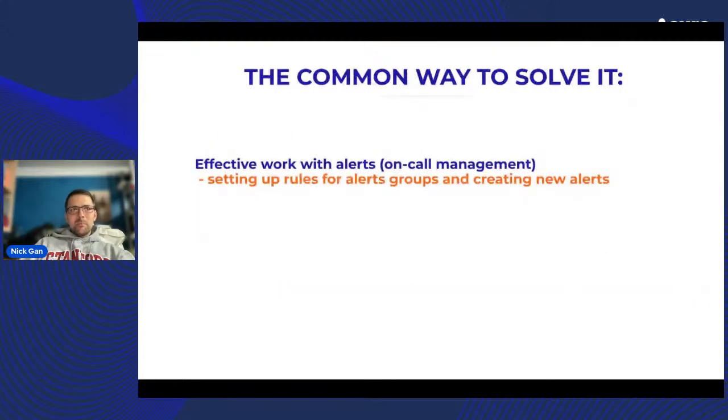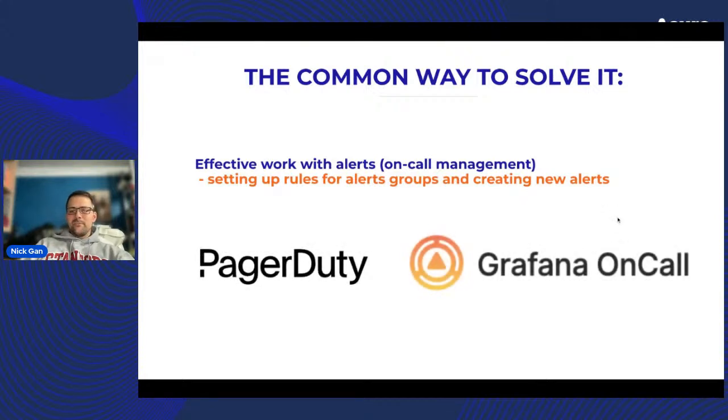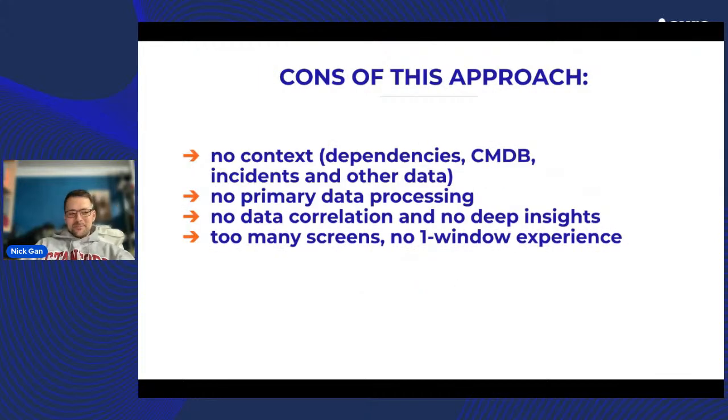A typical solution to solve this problem is to implement on-call management, setting up rules for alert groups and creating new alerts. So we have on the market PagerDuty, we have Grafana OnCall. This is a new product of Grafana for on-call management. But this is also not a very good approach because they don't know the context: dependencies, CMDB, some information about existing incidents or other data from other data sources.